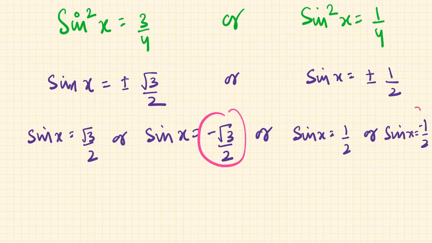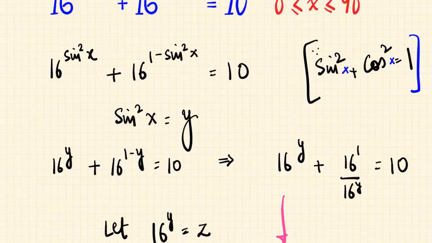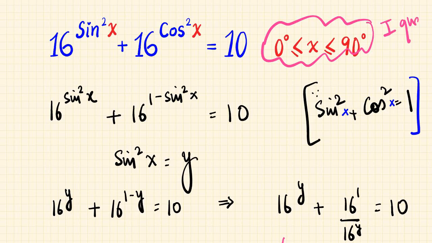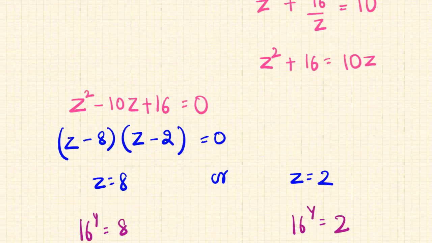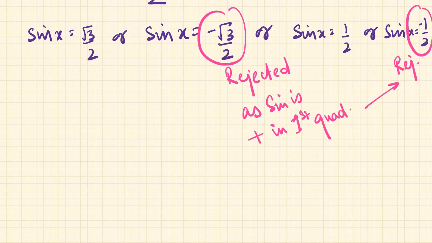This and this are rejected. Why? Because this is particularly given in the question. This means first quadrant, and in the first quadrant my sine doesn't have a negative value. So as sine is positive in the first quadrant. Is that okay? Same goes for this.